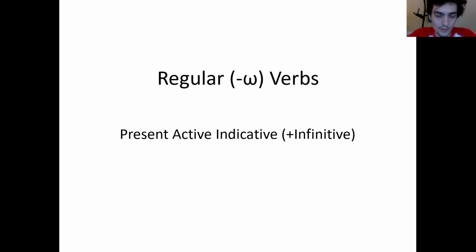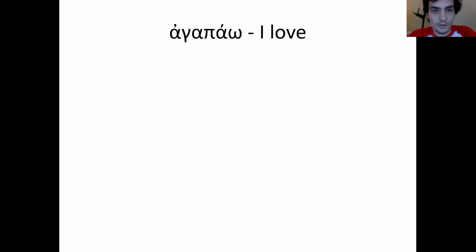regular O verbs. They're called O verbs because when you look in a dictionary, you'll find that all of these verbs in the dictionary end with the letter O. And so these O verbs are from their lexical form. Agapao is a good example of this. Agapao is the first person singular present active indicative form of I love.